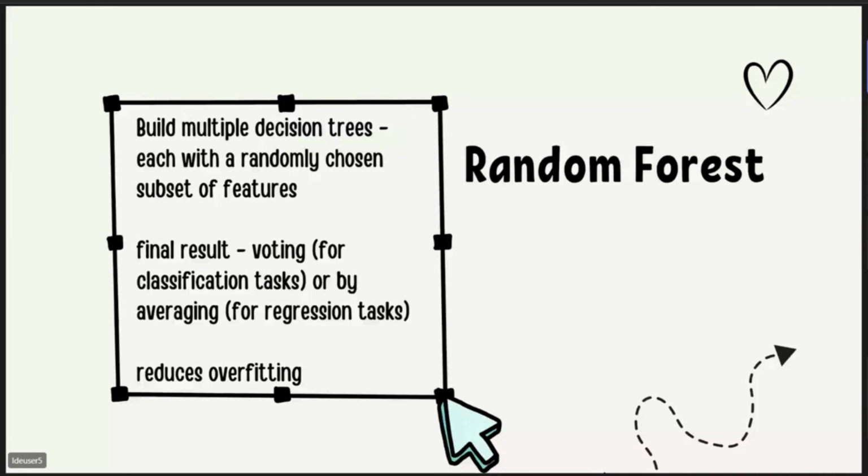So by applying the voting, I go for the highest voted. 10 trees are telling that it's a bird, which means my answer is also going to be that this particular image is a bird. Okay, so this is for classification, whereas for a regression task you apply averaging.